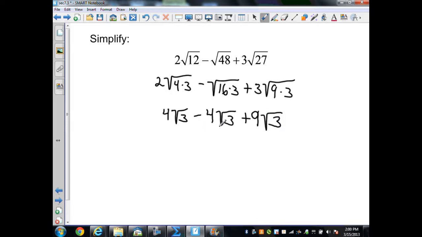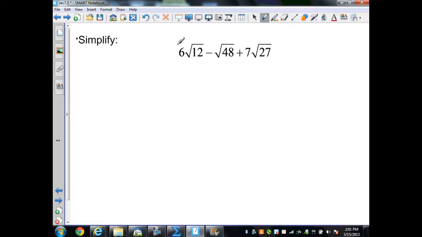When I go back and review the terms, I notice they still have an index of 2, and my radicands are all the same. Therefore, I have like terms. Now I just combine the coefficients. 4 minus 4 is 0. 0 plus 9 is 9 square roots of 3.